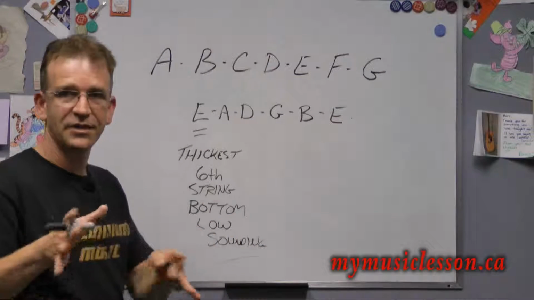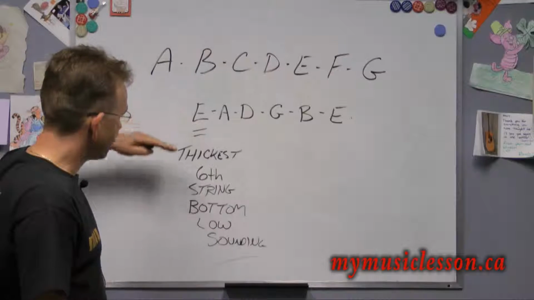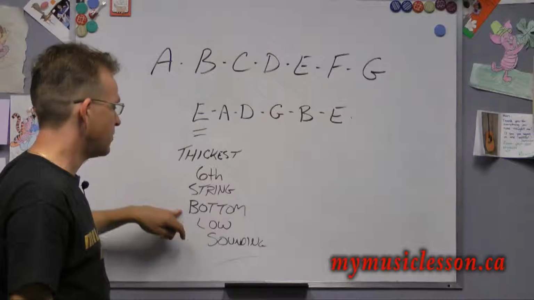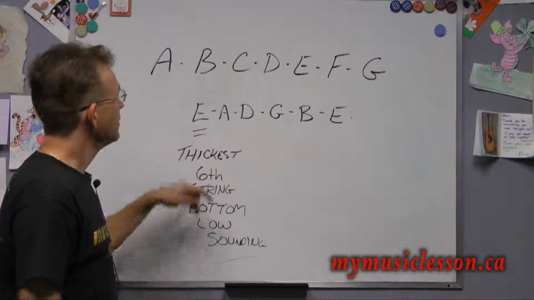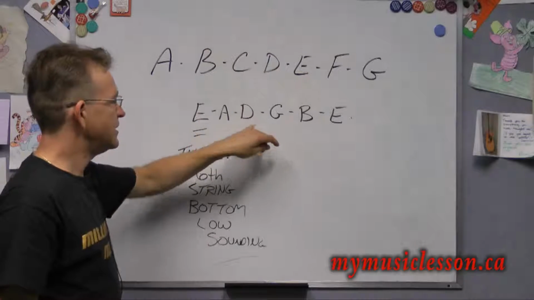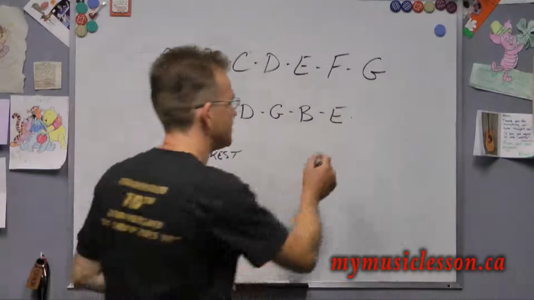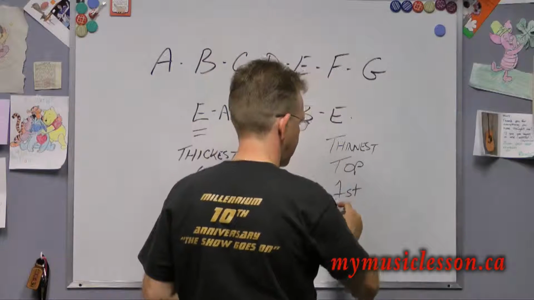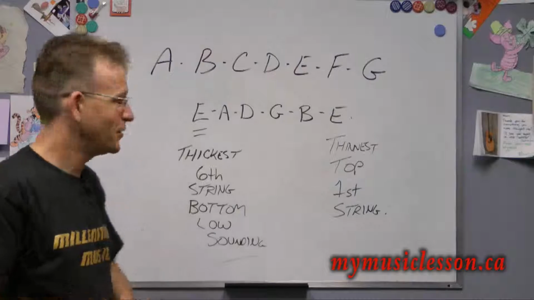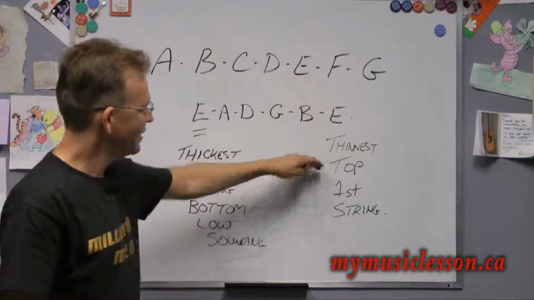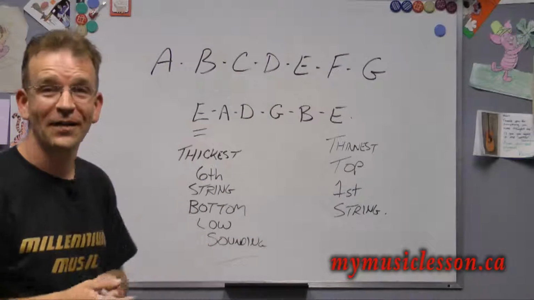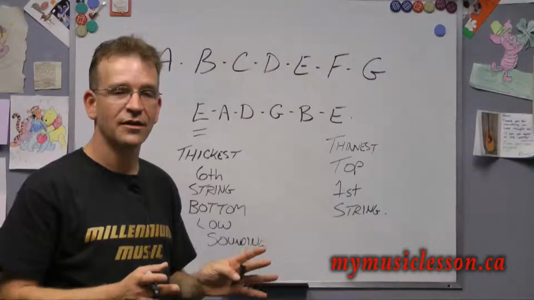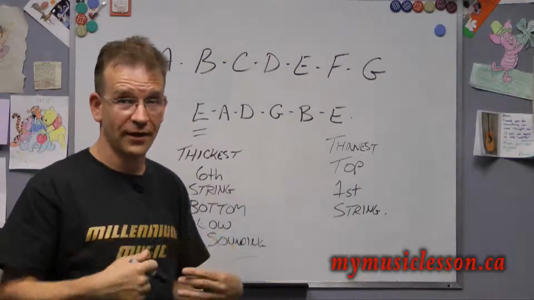I'll demonstrate this with a guitar in a minute, but basically, you've got the thickest or the sixth string, it's the bottom or the lowest sounding string. We go from there, E to A to D to G to B to E. This is the thinnest, the top, or the first string. I apologize, I'm not following a script. We've got the sixth as the bottom and the top is the first, but hopefully you get the idea. If you're ever confused about direction on the guitar, think about what you hear, okay?